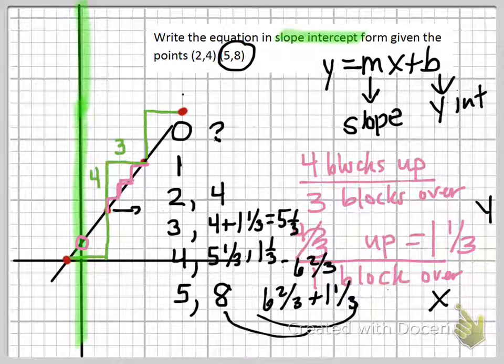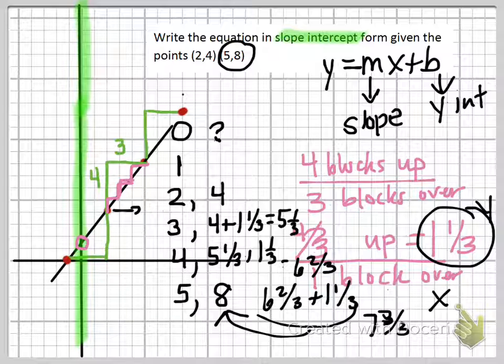Is this 8? Is this unit rate working? Well, 6 plus 1 is 7. 2/3 plus 1/3 is 3/3. Is 7 3/3 8? Yes, it is. We have identified our unit rate correctly. So there's two ways to look at how this line is changing. Every time we increase the x value by 3, we increase the y value by 4. Or every time we increase the x value by 1, we increase the y value by 1 1/3.